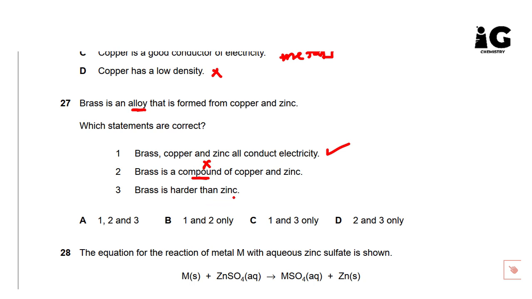Brass is harder than zinc. Yes, this one is true. That's why we make the alloy itself. So 3 is correct, and 1 is correct. So we have actually 1 and 3.